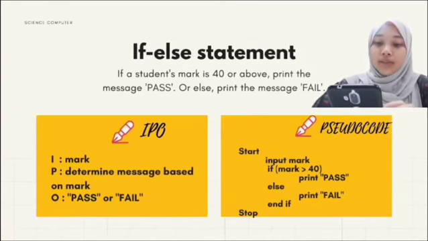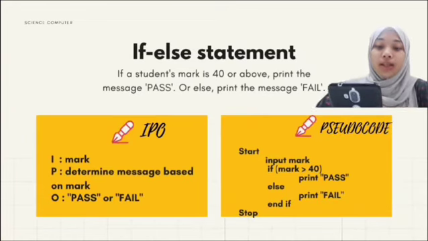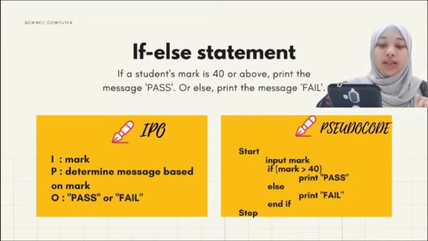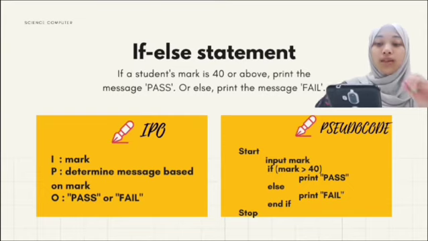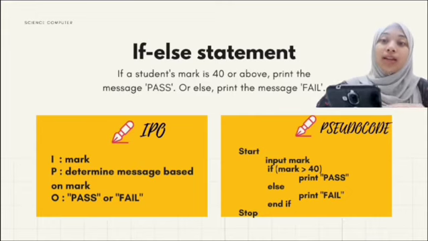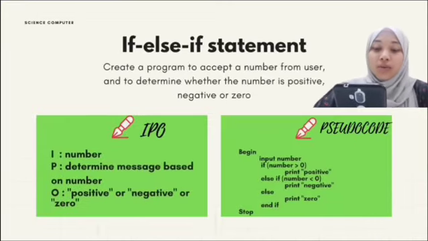Then, for example, using the if else statement: if a student's mark is 40 or above, print the message pass, or else print the message fail. So the input is mark, the process is determine message based on mark, and the output is pass or fail. So the pseudocode is: start, input mark, if mark more than or equal to 40, print pass, else print fail, and end if, stop.